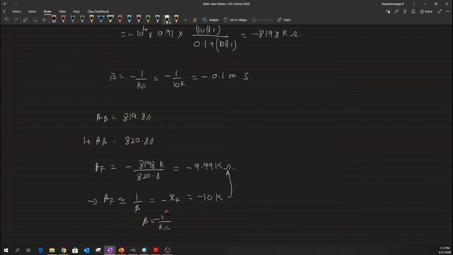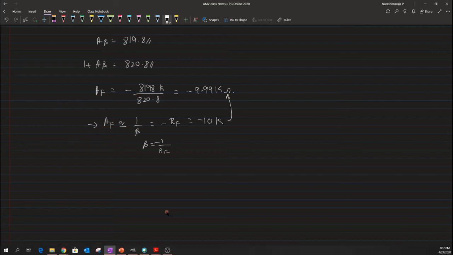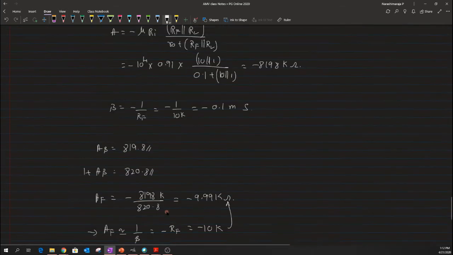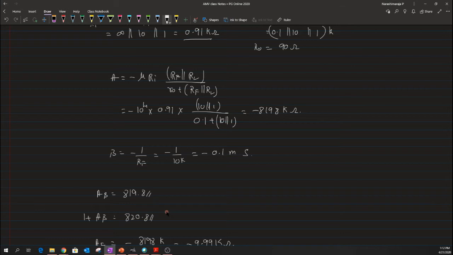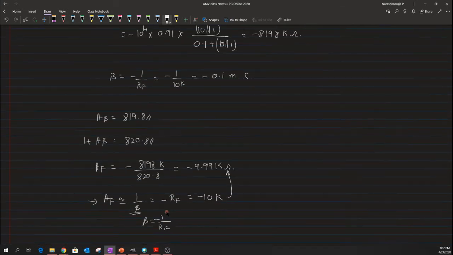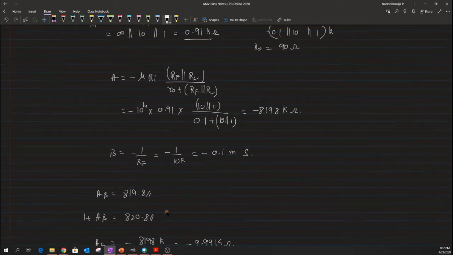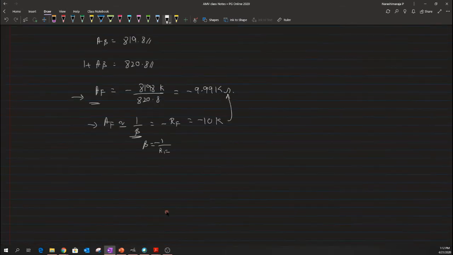So one could have used this formula to directly get it, but still we went a long way to show that the value is a bit closer, and the reason for this close value of this expression with this normal expression is because the factor of A is quite large, which is almost 8188 kilo ohms. Okay, so that is a very large quantity, and due to which we are getting an expression for the gain of the feedback amplifier which is closer to the 1 upon beta expression.